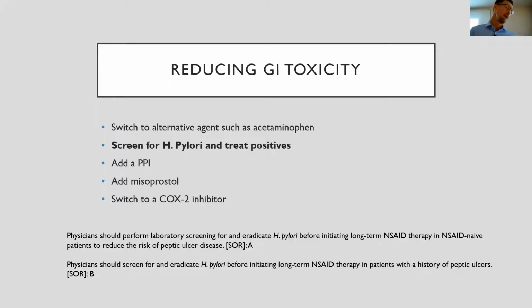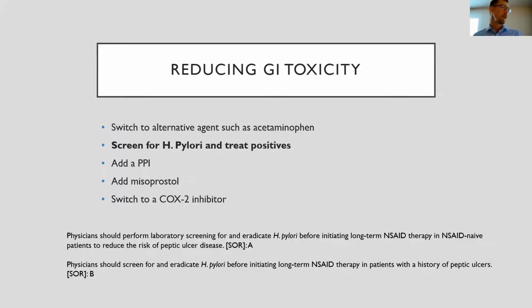And I think I'm guilty of not doing this. I think I'm guilty of not thinking about, oh, I got a patient I'm going to start on an NSAID. I need to test them for H. pylori. That has not been a reflexive, instinctive thought that it needs to be. So we need to develop that, guys and gals. Add a PPI for patients at risk, or misoprostol, or switch to the COX-2 Celebrex, CELECOXIB.